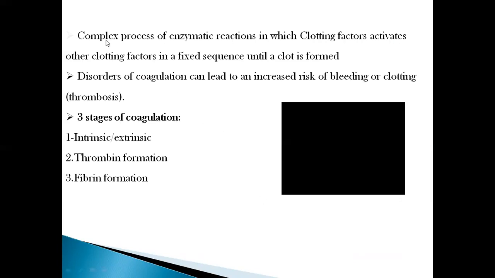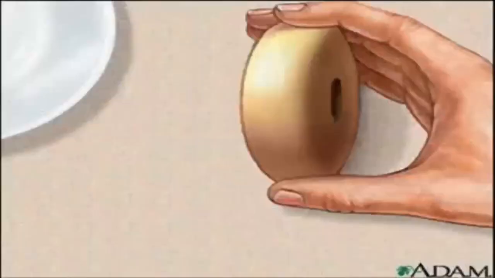But how exactly does this clotting mechanism take place? It is a complex process of enzymatic reactions, and these enzymes and the clotting factors are activated together and sequentially result in clot formation. There are 3 stages of coagulation, that is intrinsic or extrinsic pathway, thrombin formation, and fibrin formation. With a short video, we'll see how blood clotting actually takes place.